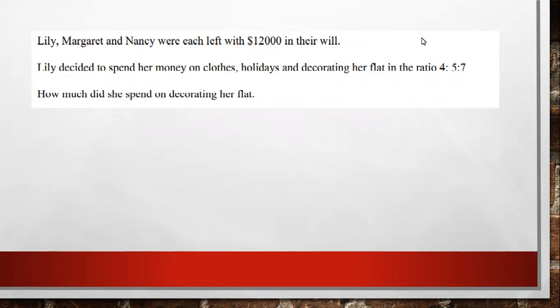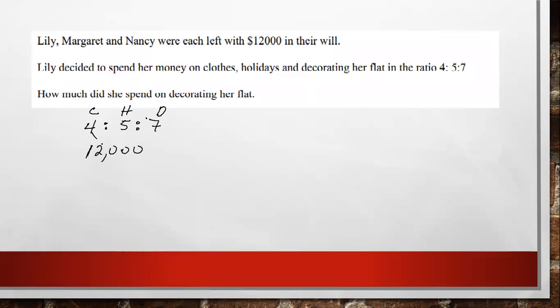Talk to me, guys. 12,000. Right. So Lily received 12,000. So let's put the 12,000 here. Now, remember, this 12,000 was shared in the ratio 4 to 5 to 7. They said that Lily spent the money first on clothing. So the 4 parts are for clothing, 5 parts for holiday, and 7 parts for decorating.